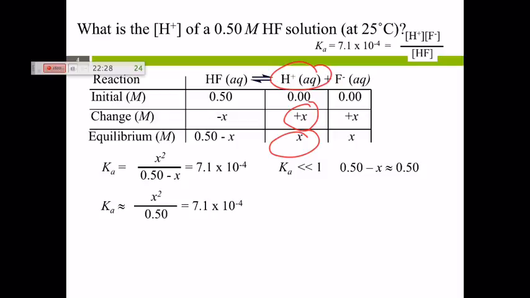We just found x. So we need to go back to the table, and we can say x is a whole bunch of different things. X is the amount of our initial acid that dissociated, the minus x. X is the change in concentration of H plus, the change in concentration of F minus. X is also the concentration of H plus ions at equilibrium and the concentration of F minus ions at equilibrium. Which one of those is important to answer this question?